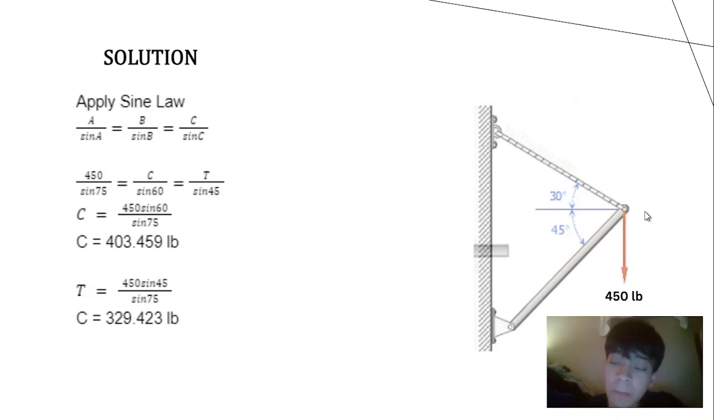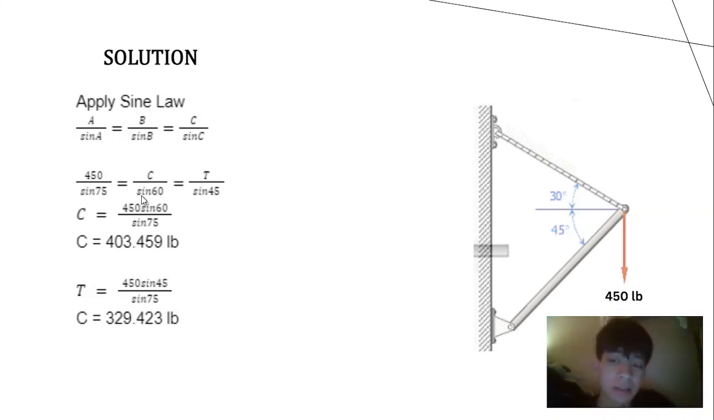So sine 75. This angle is 75. So C equals 450 sine 60 over sine 75. Just cross multiply, then calculate one by one. Let us first take care of the unknowns one by one. So the unknown is C.